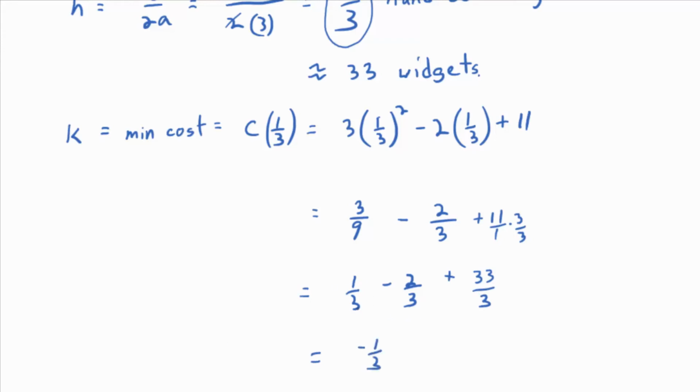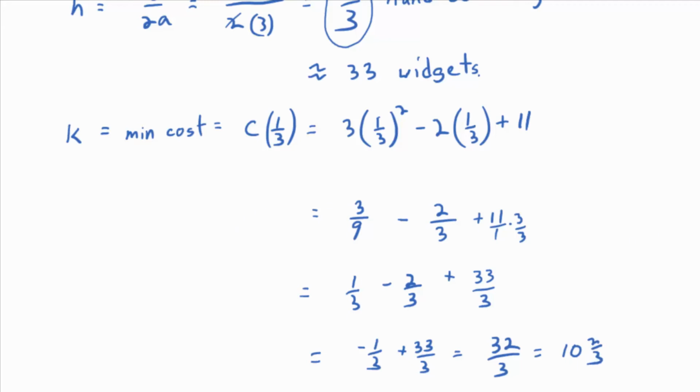Well, 1/3 minus 2/3 would be negative 1/3, plus 33 thirds, 32 thirds, which would be what? How many times does 3 go into 32 without going over? I think 10, right? And then 2/3 left over.